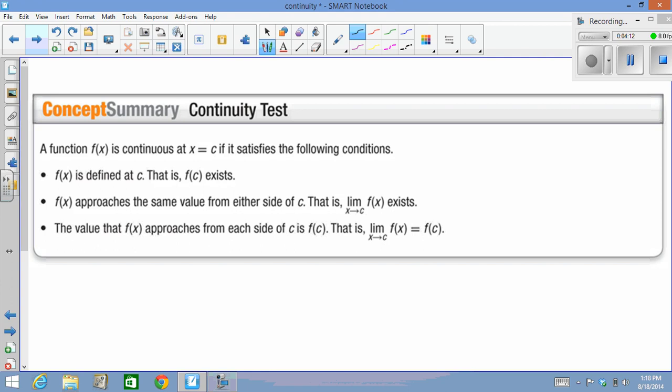Then the second test that I have to do is I have to make sure that f of x approaches the same number from the left and from the right. So that's telling me that the limit of f of x has to exist. As I look from the left and look from the right on the graph, they have to approach the same number. And then the value f of x approaches from each side is f of c. In other words, if I plug c in for x, I will get f of c. So we'll talk about all of those three things in just a second.